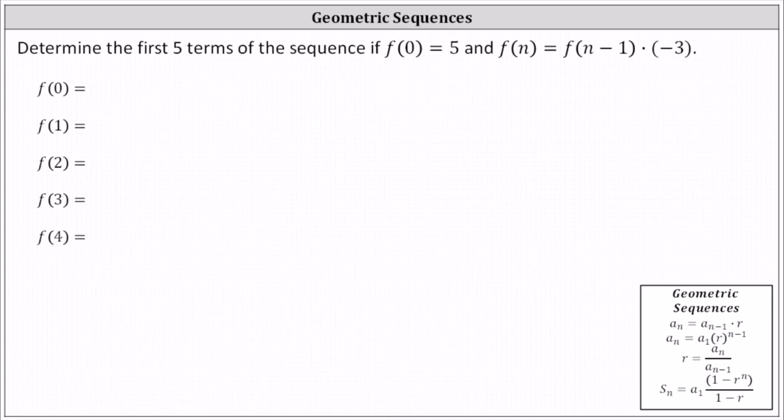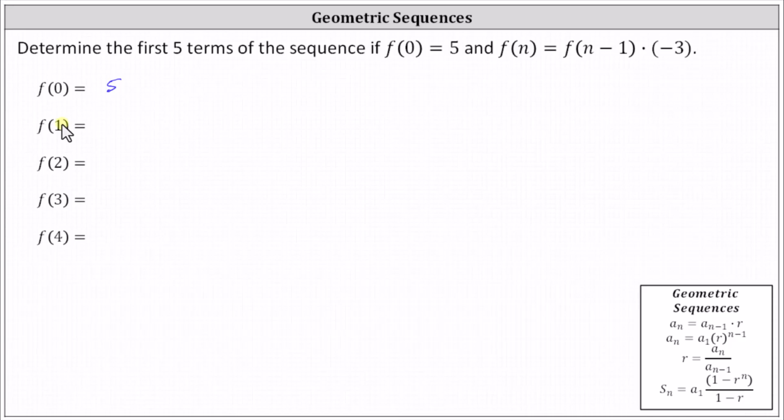Determine the first 5 terms of the sequence if f of 0 equals 5 and f of n equals f of the quantity n minus 1 times negative 3. To begin, we are given f of 0 equals 5, and now we use the function rule to determine f of 1.